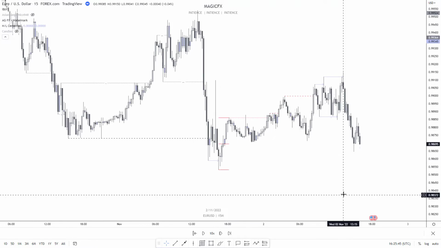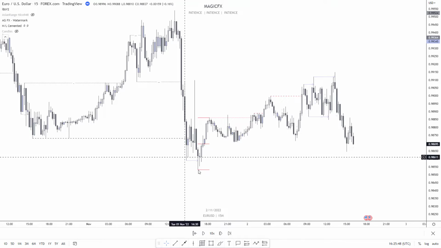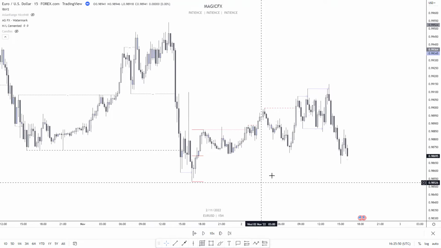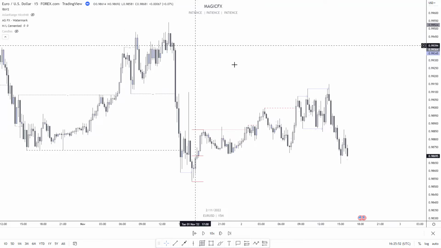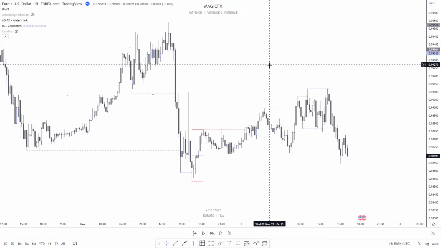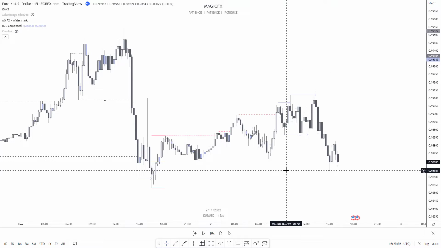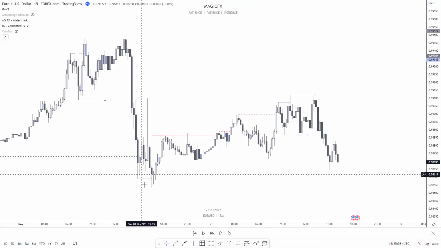So okay. We still have this area below that's open for business, and we still have expectations to push higher here. Okay. So with that in mind, we could look for longs when price gets to this area down here.